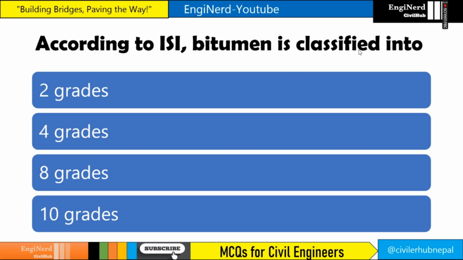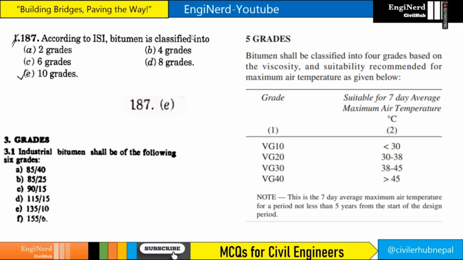According to ISI, bitumen is classified into, I don't know what ISI is. I think it is ISO or IS. The answer generally given is 10 grades, and this is the question from the book of Augur, where the answer is given as 10 grades. But if you see here, in paving bitumen there are 4 types: BG10, BG20, BG30, BG40. And for industrial bitumen, there are 6 types. Here 6, here 4. But the generally given answer is 10 grades.